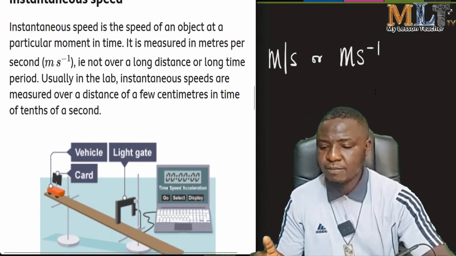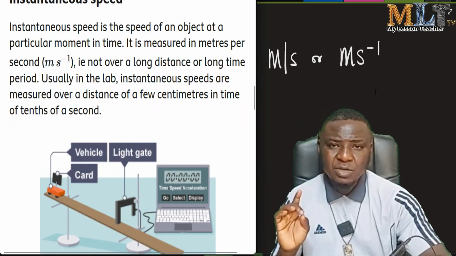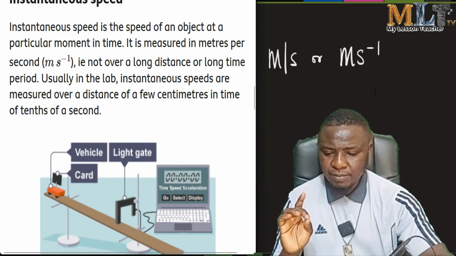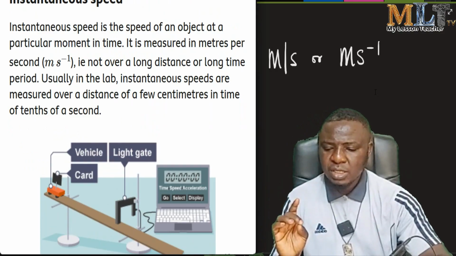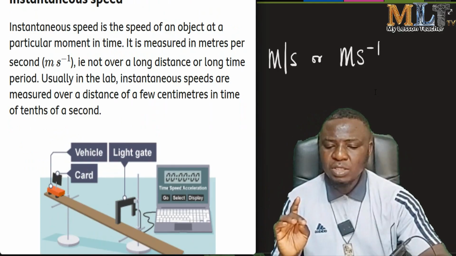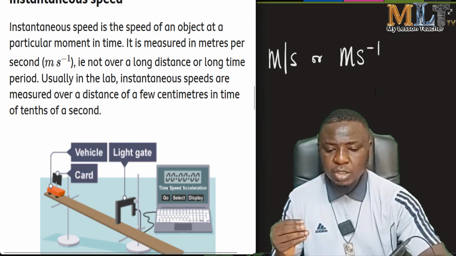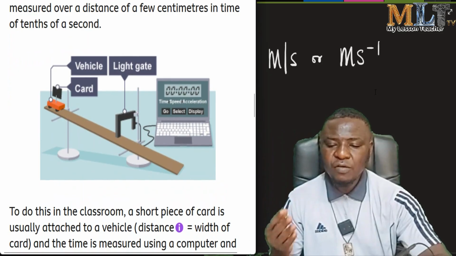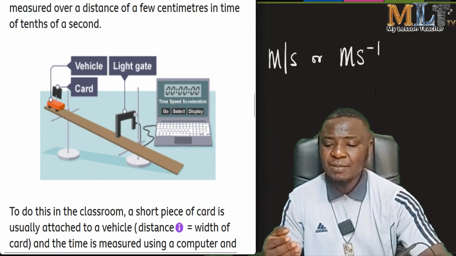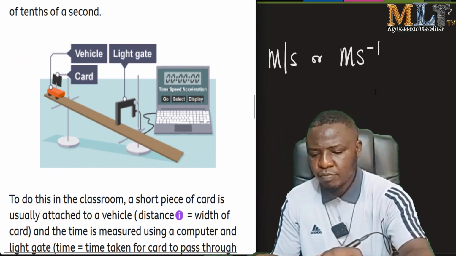So the instantaneous speed is the speed of an object at a particular moment in time. It is measured in meters per second, that is, not over a long distance or long time period, usually in the lab. Okay, so instantaneous speeds are measured over a distance of a few centimeters in a time of a tenth of a second. So this is the instantaneous speed.